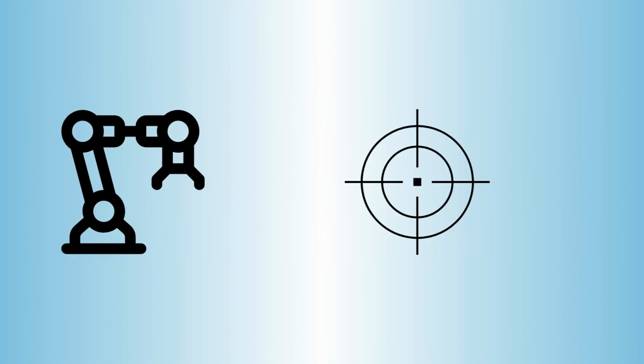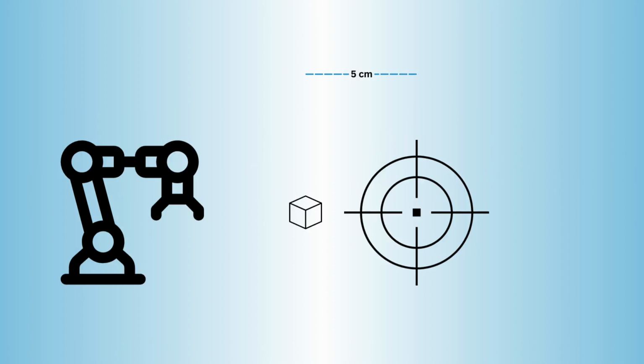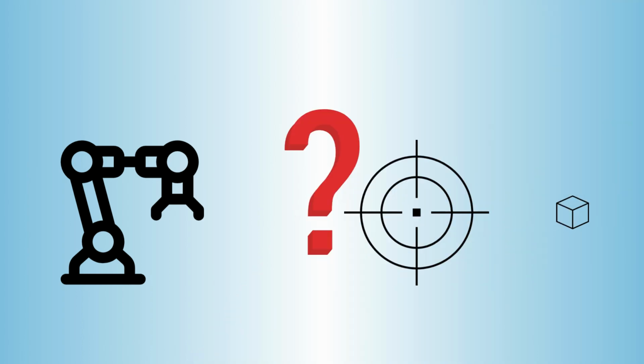Imagine we have built a robot. Its job is to place an object on a target, but its first few attempts are not great. It's off by 10 centimeters, then 5, and then it overshoots by 8 centimeters. As an engineer, we have a critical problem to solve. How do we teach this robot to get better?